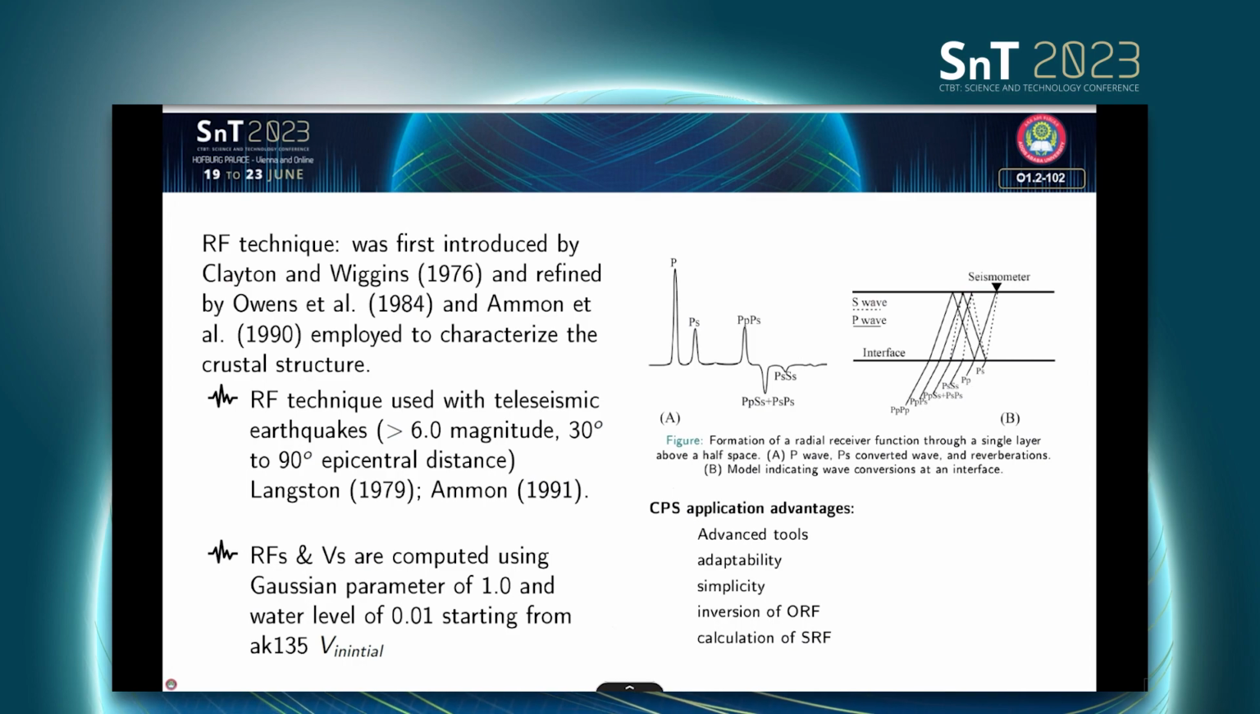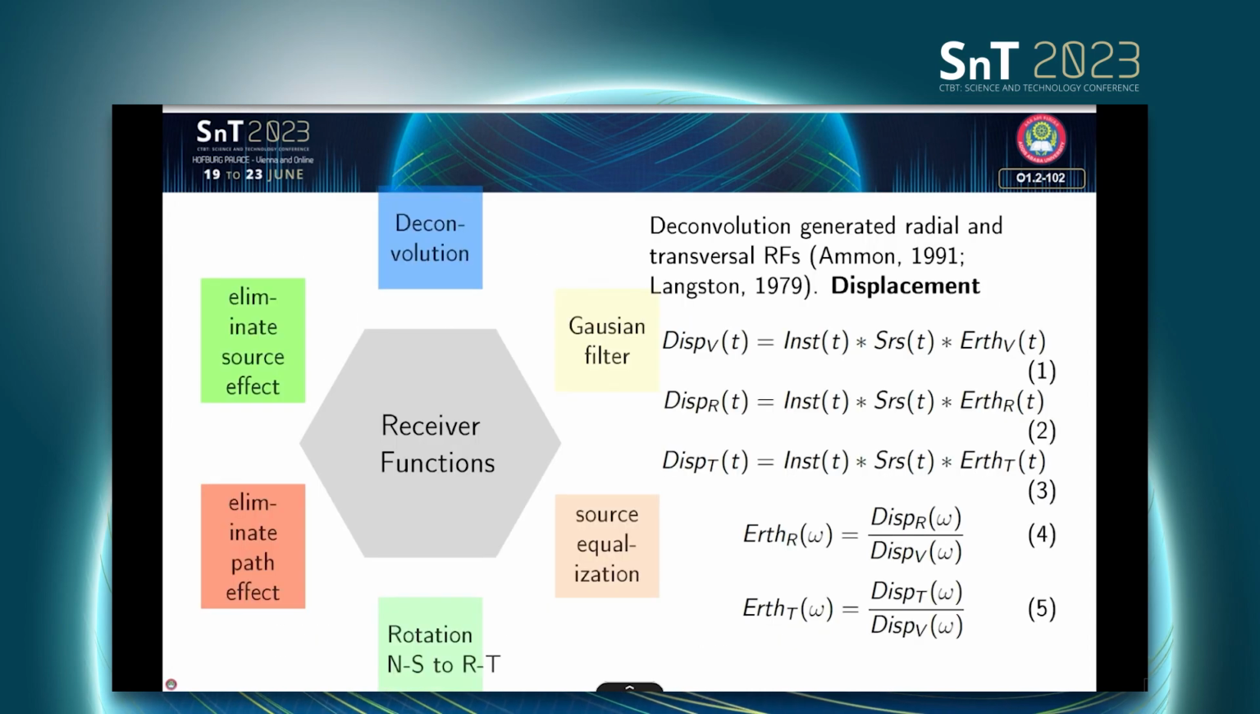And in order to invert this receiver function, we have used an initial velocity model of AK135. So to calculate the receiver function, we have used the deconvolution technique, and we eliminate the source and path effect, and we rotated the signal to vertical and radial components. And finally, we have applied Gaussian filter and Butterworth filter techniques.